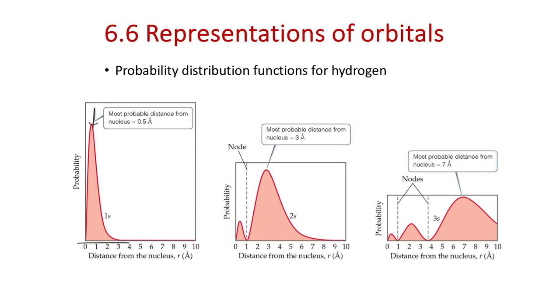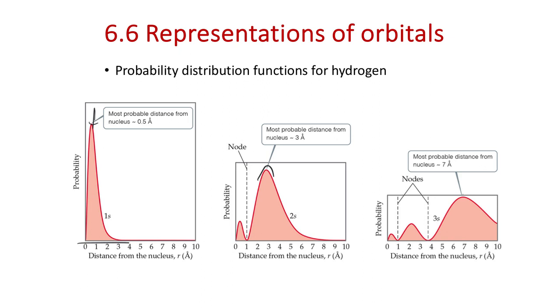Probably pretty close to the nucleus for a 1s subshell. And so then if you compare that to a 2s subshell, the probability of where you're going to find the electron, because the orbital is bigger, is going to be further away from the nucleus. If we then have a 3s subshell, the probability is even further away.